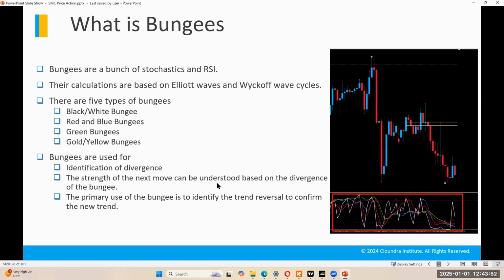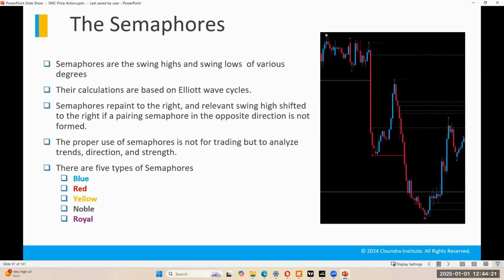The strength of the next move can be understood based on the divergence of the bungee. If we see divergence on the red bungee, then we can expect the move to be relatively smaller. But if we see a divergence on the green bungee or the yellow bungee, the move will be relatively bigger. The primary use of the bungee is to identify the trend reversal and confirm the new trend. That's where the FSBs come in, and we will explain in the next couple of slides how the FSB actually works.